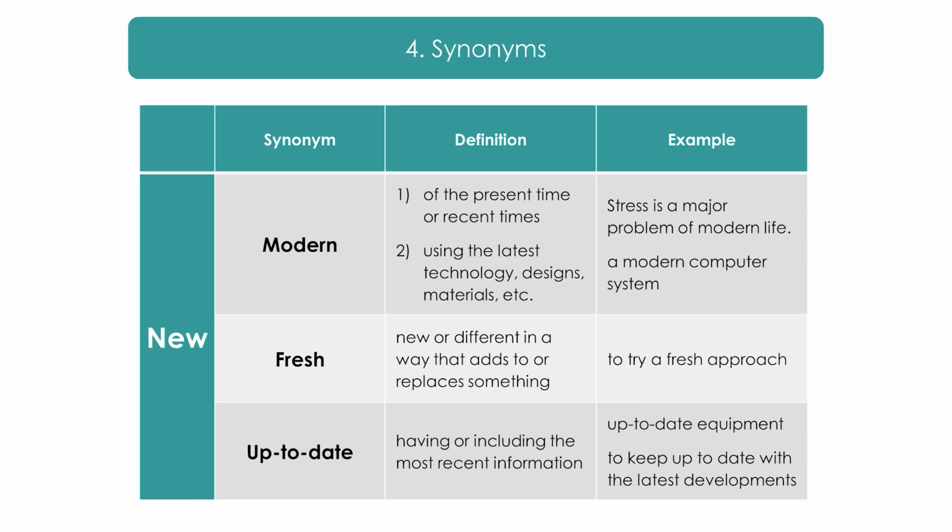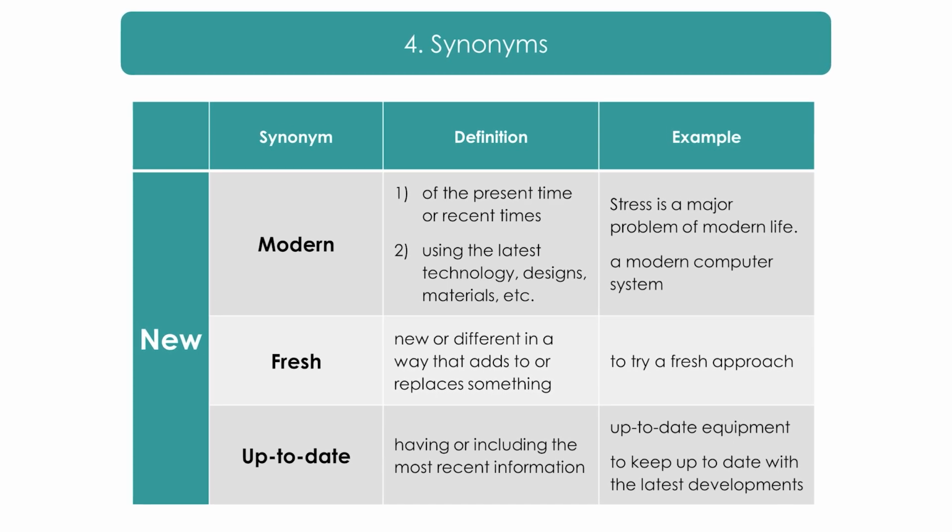So, I've prepared for you a list of synonyms for 20 most common adjectives used in IELTS Writing Task 2. For each word, you'll find a definition and examples that will help you use it correctly. I personally find that it's much easier to memorize new words and phrases, such as a major problem of modern life or keep up to date with the latest developments. These are really nice expressions you could use in your writing directly.